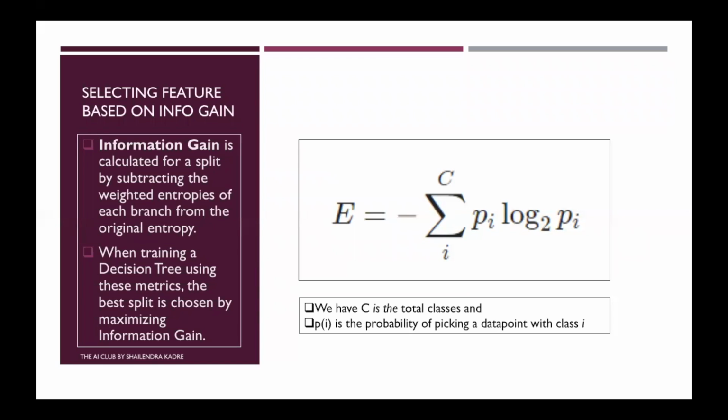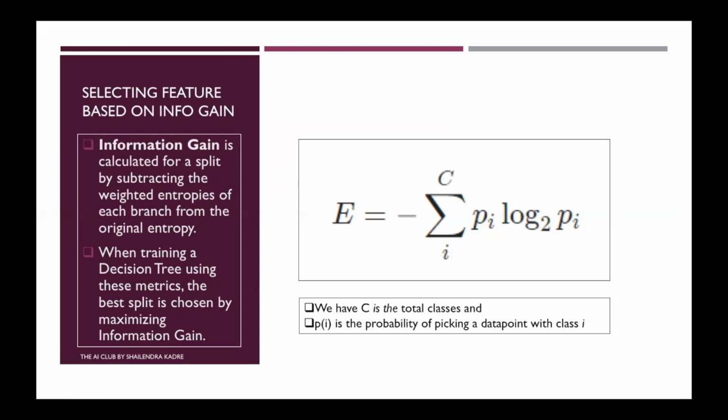Now, there is another thing. Information gain is calculated for a split by subtracting the weighted entropies of each branch from the original entropy. When training a decision tree using these metrics, the best split is chosen by maximizing information gain. As I tried to explain in the previous slide also, we calculate the entropy for each of the nodes, and the child nodes' entropy summation is subtracted from the parent node entropy, and that is the information gain.